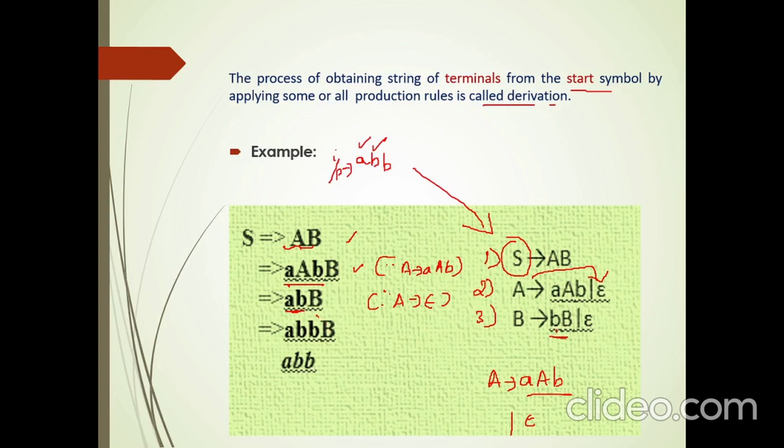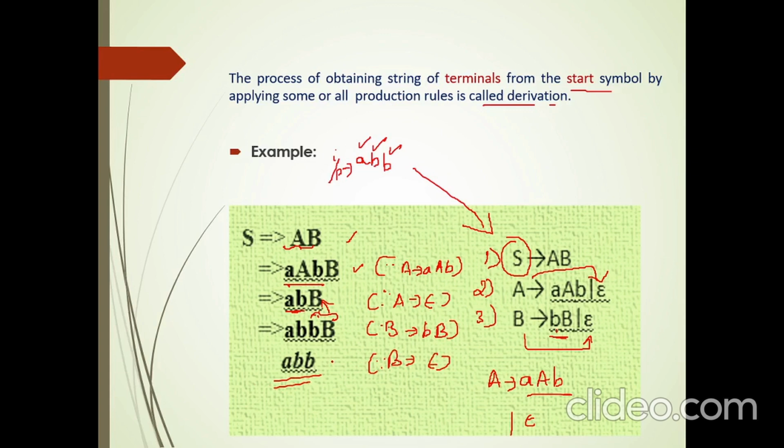This I got from the production of B, so BB. Now I have got A, B and B. The only way is that this portion should be removed. How can I remove it? By applying B gives epsilon. So I got BB, and finally by applying B gives epsilon, this is how I got a derivation.